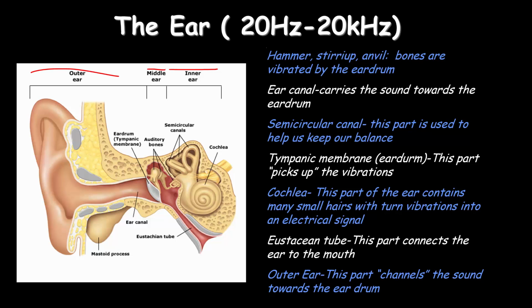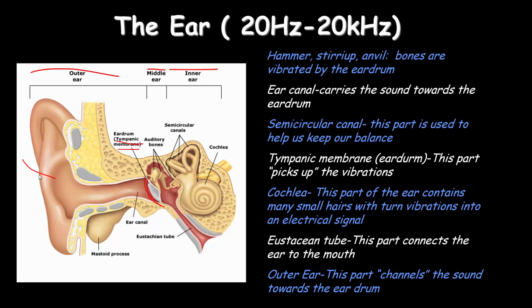And what makes us human, or human and all mammals, will share this trait: the hammer, the stirrup, and the anvil. And that is dealing with these auditory bones, these three guys right in here. Okay, so that is the hammer, the stirrup, and the anvil. And they are the bones that are vibrated by the eardrum. And the eardrum is also known as the tympanic membrane, and that is this membrane right here.